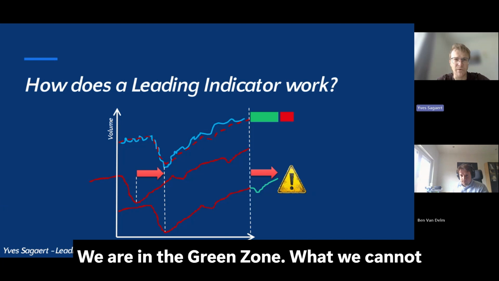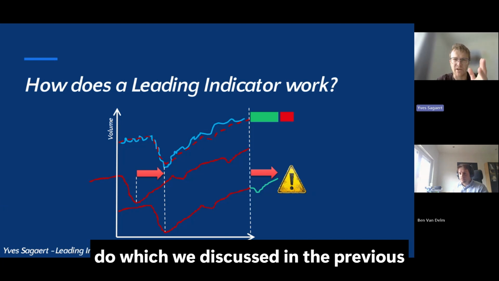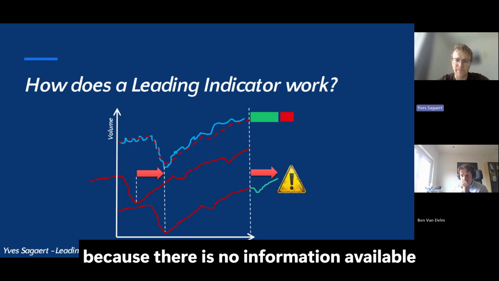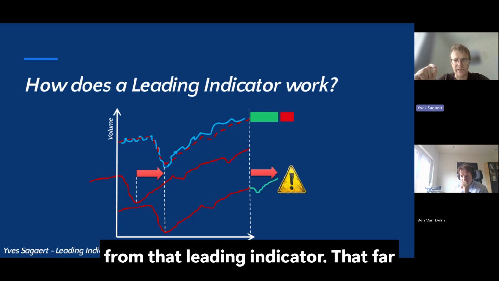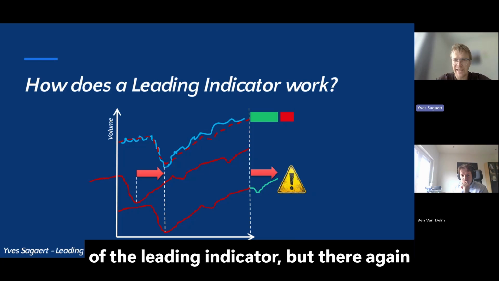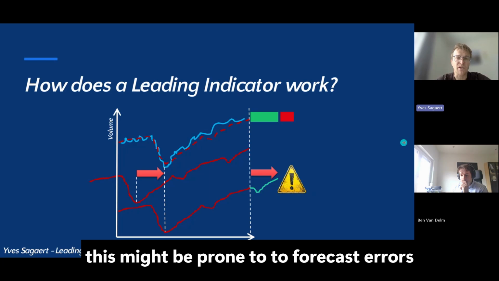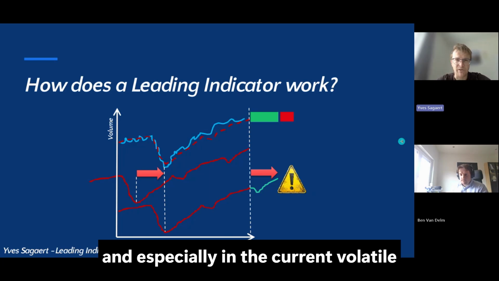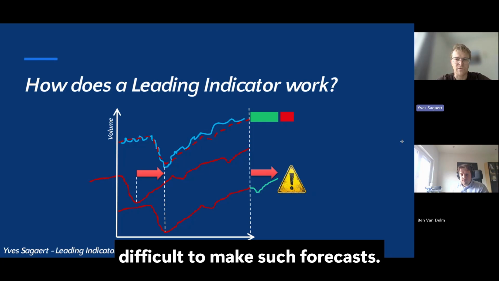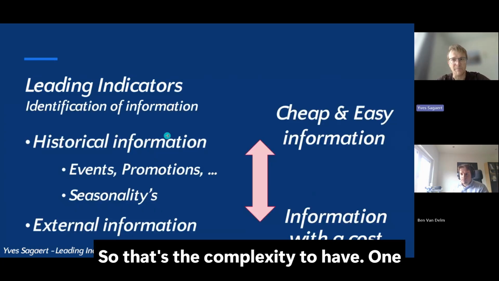We are in the green zone. What we cannot do, which I discussed in the previous slide, is make a forecast in the red zone, because there is no information available from that leading indicator that far into the future. You could use a forecast of the leading indicator, but there again, this might be prone to forecast errors, and especially in the current volatile environment that we are in, it's often difficult to make such forecasts. So that's a complexity to have.